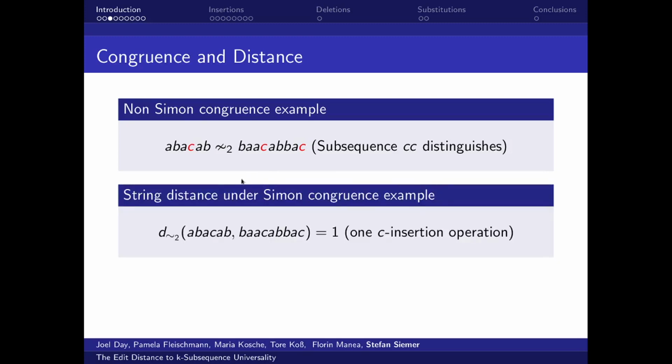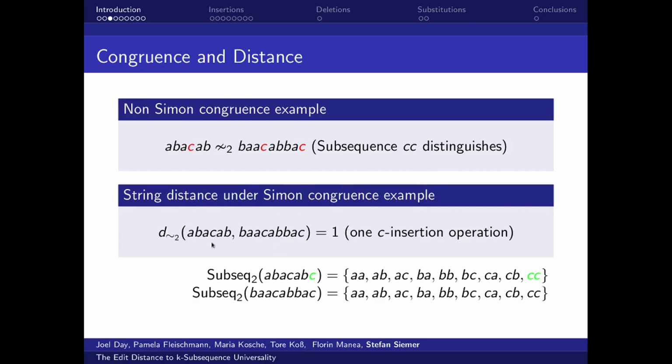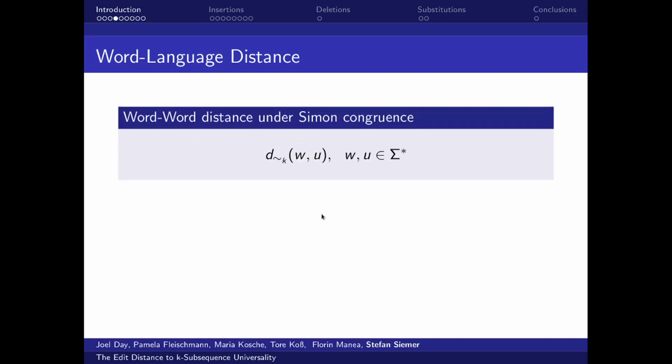And yes, as normal edit operations, insertions, substitutions and deletions, we can see that, for example, we can insert for the left-hand word a C at the end. Then we can see that the sets of subsequences are the same again. Or we could just delete this C on the right-hand side that we just appended in the previous step. So more formally, we want a word-word distance such that the two words are k-Simon congruent after the edit operations.